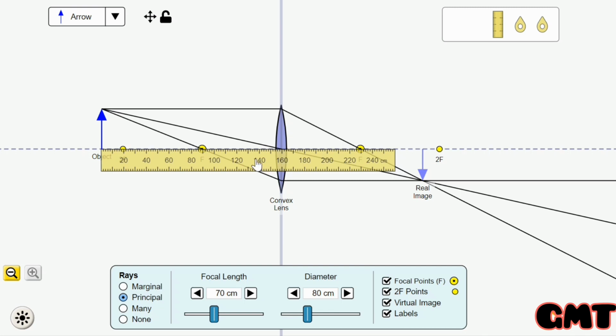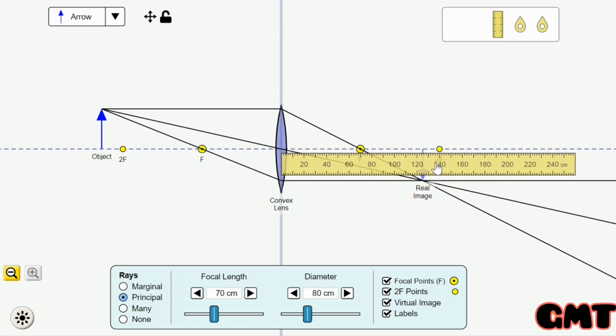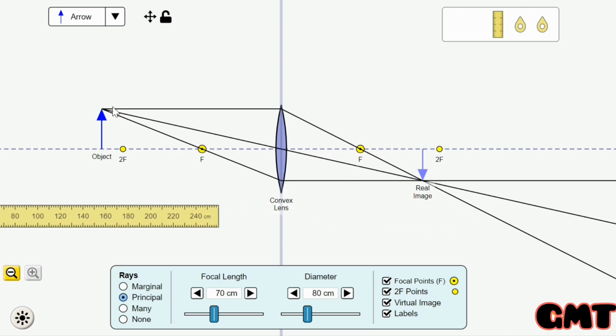Let's look at the image distance. The image distance is 140 centimeters. So you see, the object distance is greater than the image distance here, so the image is smaller than the object height or size. You can measure the height of the image and also the height of the object. They are not the same.